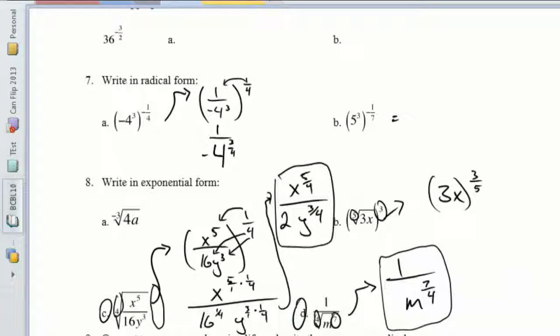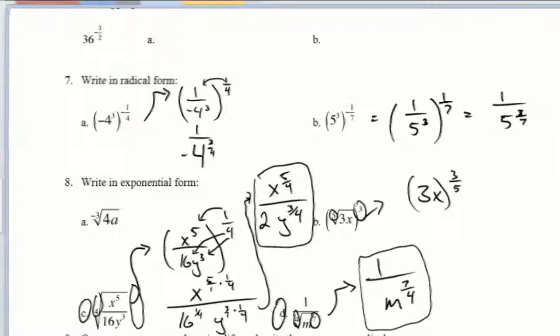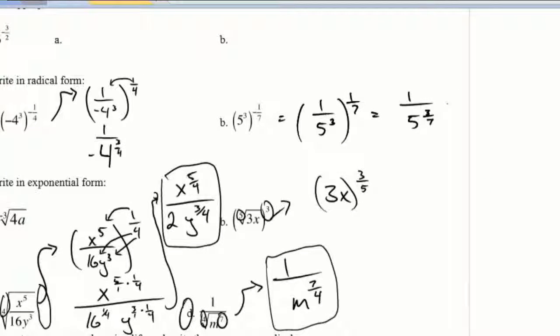Let's do this one as well while we're here. 1 over 7, so I'm going to get 1 over 5 to the power of 3, to the power of 1 over 7. Now positive, because I took the reciprocal, everything inside gets the exponent. And then 1 to the power of 1 over 7 is just going to be 1. So we don't really need to worry about giving our 1 any exponent because it's not going to change anything. It's just going to remain 1. So 5 to the 3 over 7.